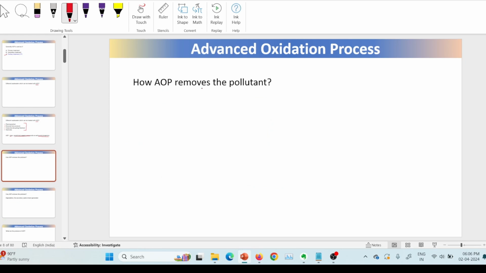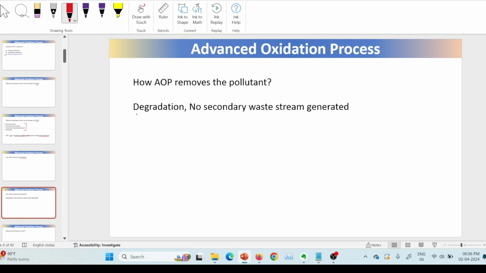How AOP removes the pollutant, we will see. So it degrades the pollutant and there is no secondary waste stream generated. We will see it further also that it degrades and there is no transfer, there is no concentration of the pollutant, but direct degradation. And it doesn't produce any sludge also. In some cases it produces, but in many cases it doesn't produce any sludge. But it is costly.